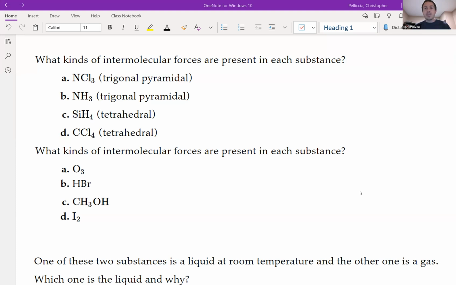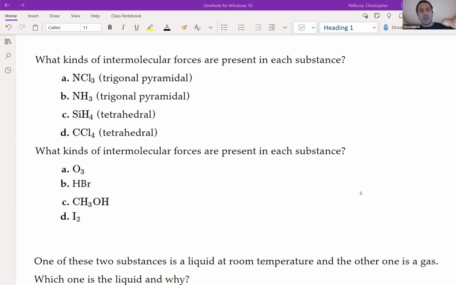Here we're looking at whether these molecules are polar and will have dipole-dipole or hydrogen bonding, whether these molecules are nonpolar and will do van der Waals interactions, or whether these compounds are ionic and are held together via ionic bonds. Our first compound is nitrogen trichloride, which we're told has a trigonal pyramidal shape.